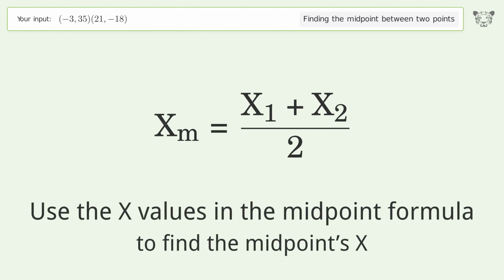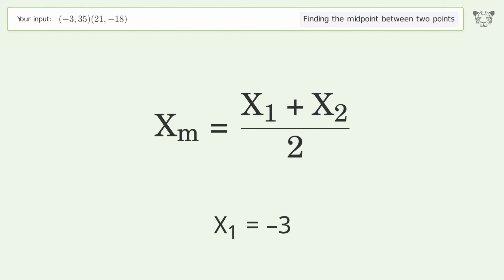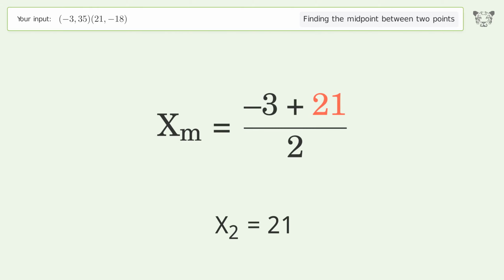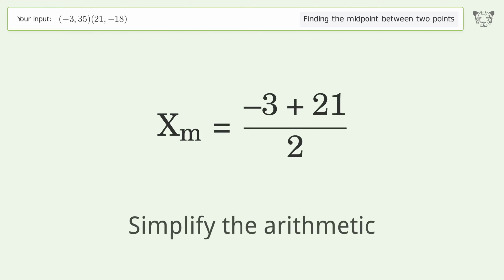Use the x values in the midpoint formula to find the midpoint's x. x1 equals -3. x2 equals 21. Simplify the arithmetic.